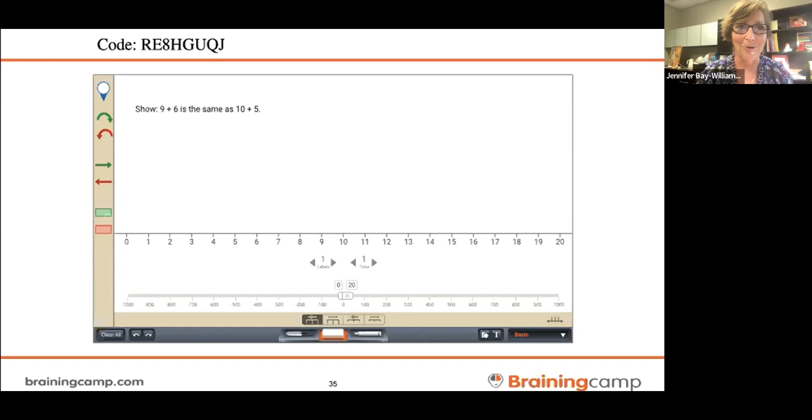But for this one, I'd like you to use this code and show, using whichever choice you have on the left side, how 9 + 6 is the same as 10 + 5.